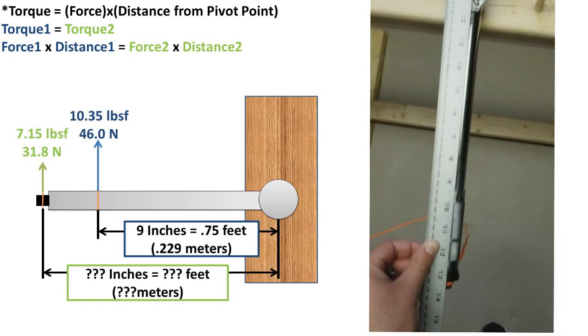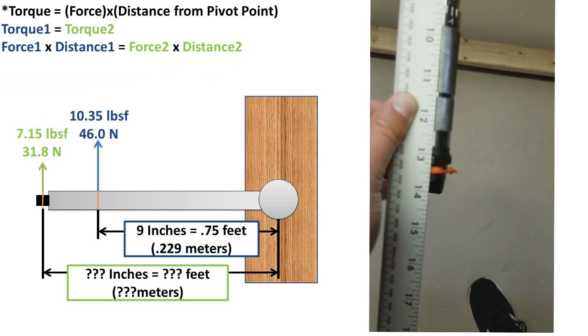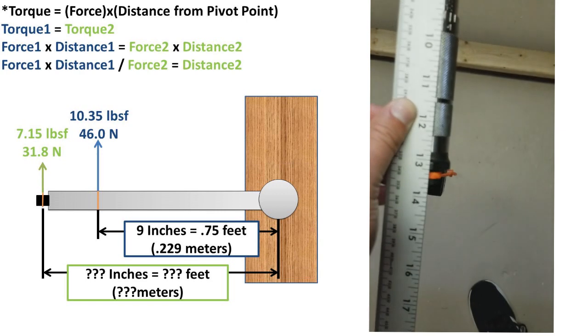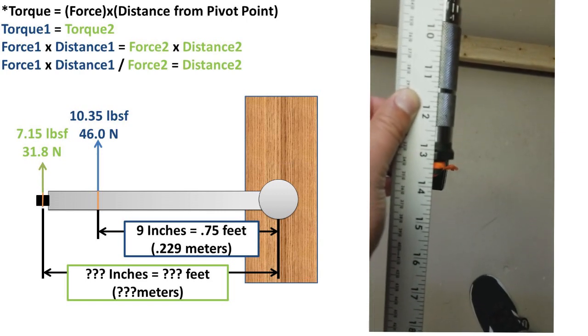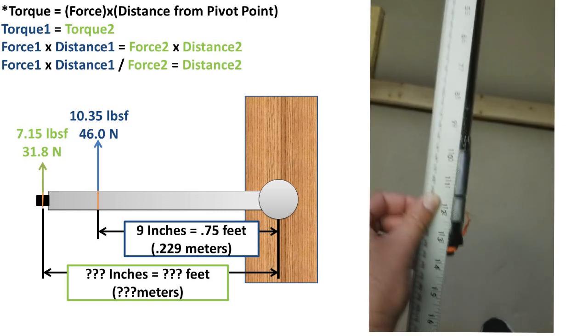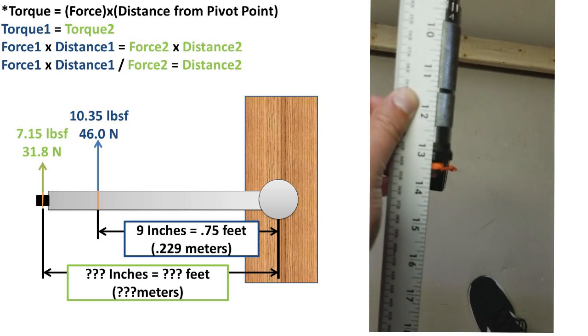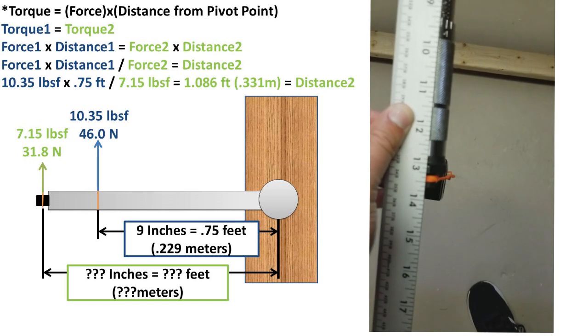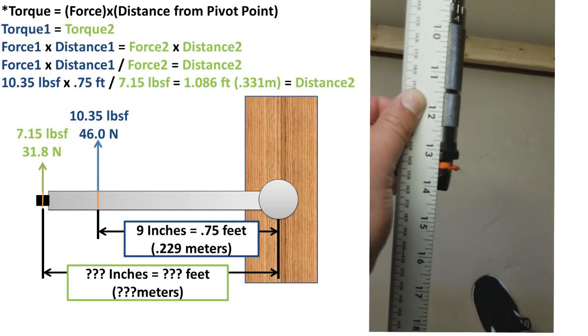Now let's solve for distance 2 if we are given force 1, distance 1, and force 2. Rearranging the formula to get distance 2 to one side, we get force 1 times distance 1 over force 2 to be equal to distance 2. Plugging in our numbers, we get a distance of 1.086 feet theoretical for distance 2.